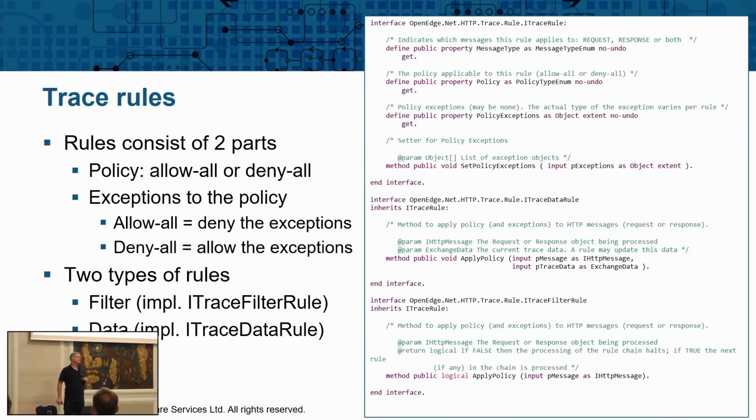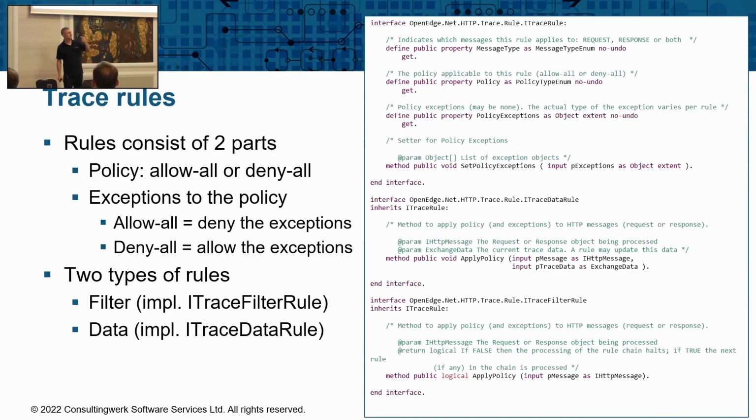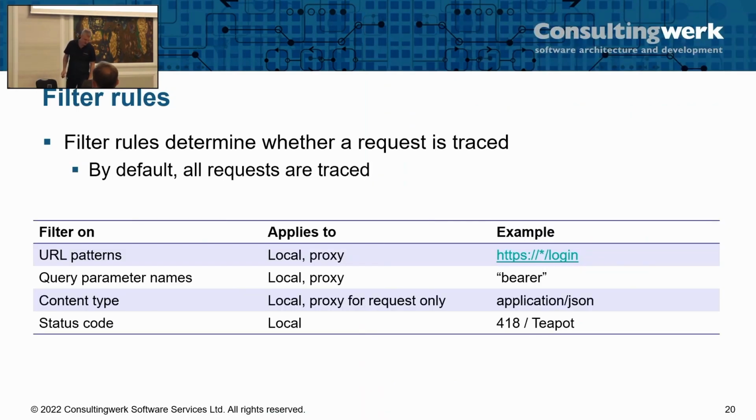So there are two parts. You say either allow everything and provide exceptions, which means deny the exceptions, or you say deny all and you keep whatever's the exception. Right, so kind of standard thinking of rules, right? So you may say, I never want to see anything except, well, if it comes back and it's a 401, I want to see that. Right, I'll go through what the provided rules are in a sec. So you can control what you want to see, and you can control what you want to trace. So filter rules, again, by default, all requests are allowed through.